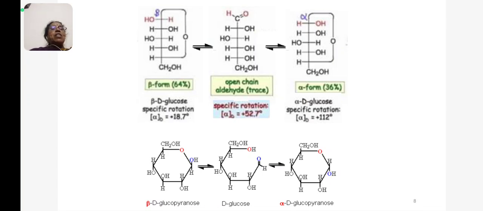Hope you have understood the process of mutarotation, the definition of mutarotation, and how we get the change in the specific rotation value for glucose. Thank you.